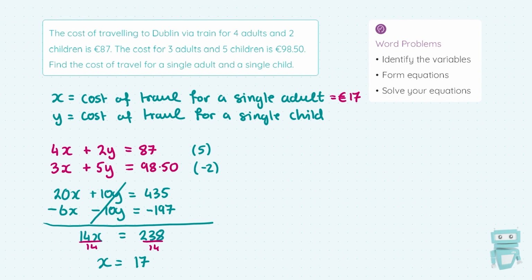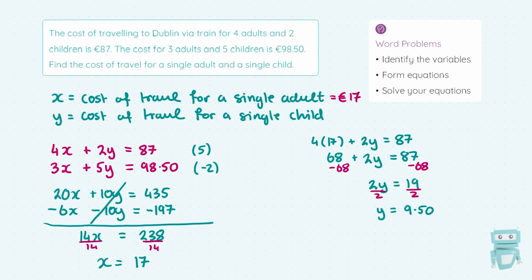Then I need to go ahead and find y. So what I do is I take this x value and sub it into one of my equations. I'm going to substitute it into the first equation. So it's 4x. So I'm going to do 4 times 17 plus 2y equals 87. Then I'm going to multiply this equation out and isolate y and get y on its own. And there we get y equals 9.50. Now just a reminder, you could have subbed into the other equation 3x plus 5y equals 98.50 and you would have gotten the same value for y. So then I can go back up to my variables and say the cost of travel for a single child is y, and that's equal to €9.50.